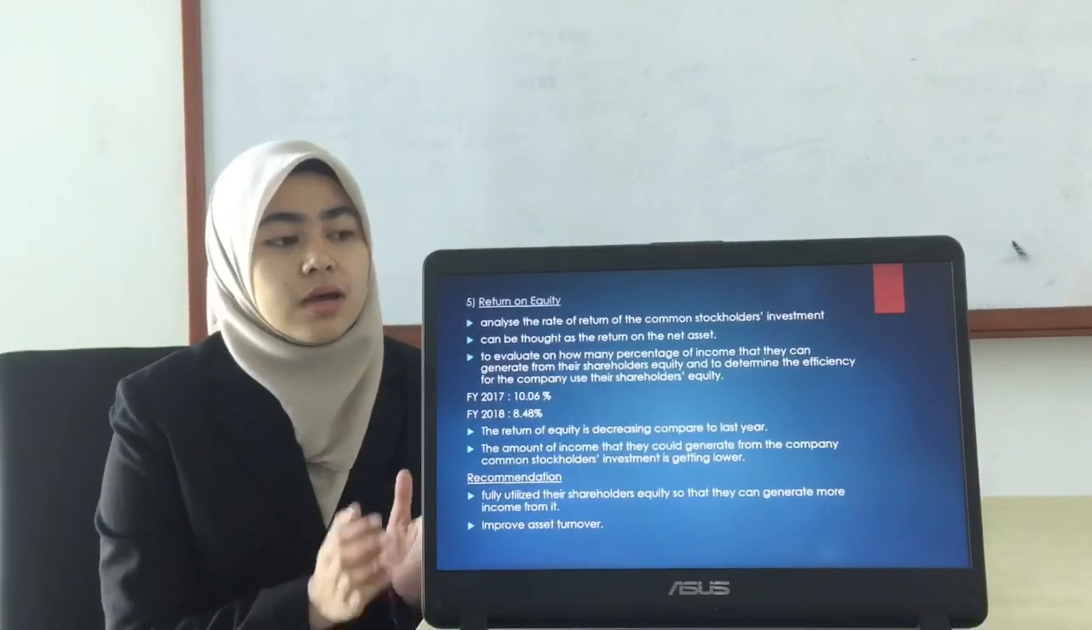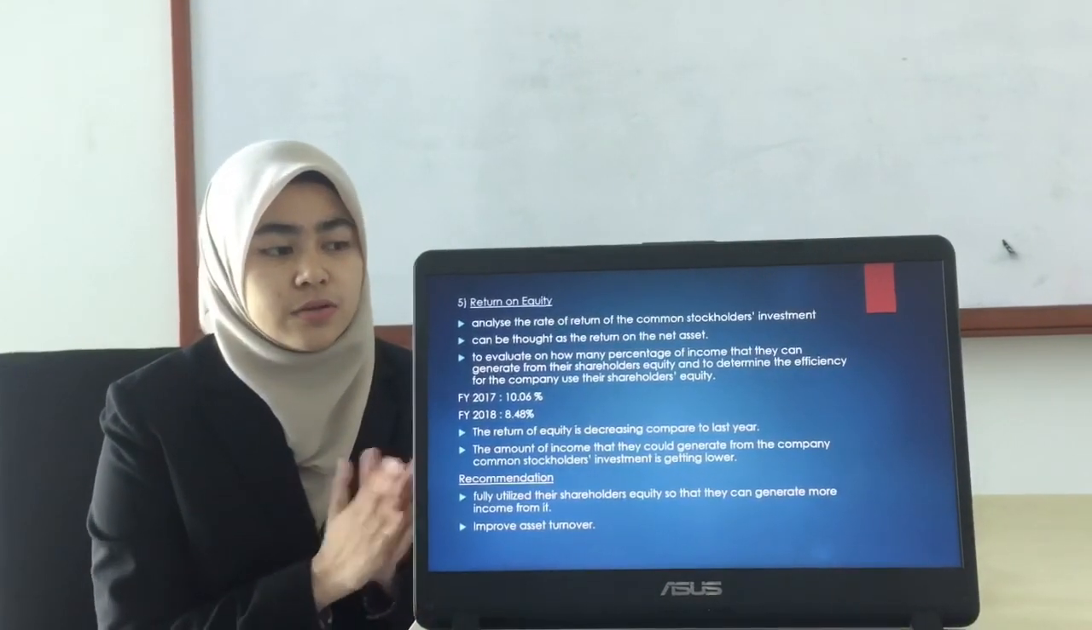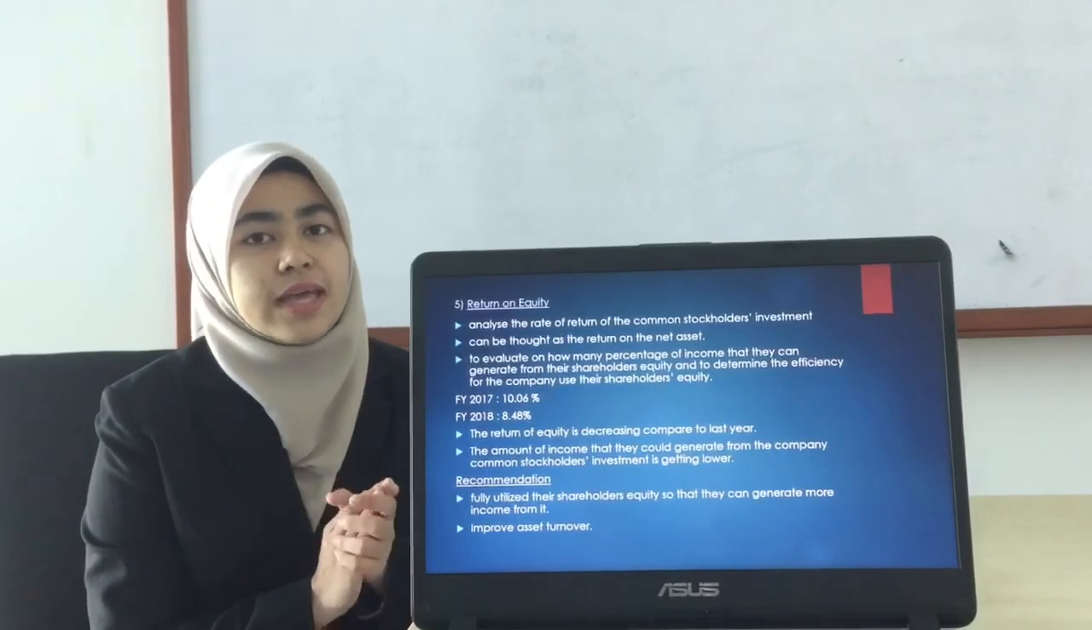And also, if the company utilizes the shareholder equity, the company can improve the asset turnover.